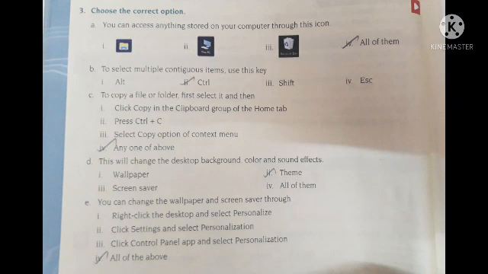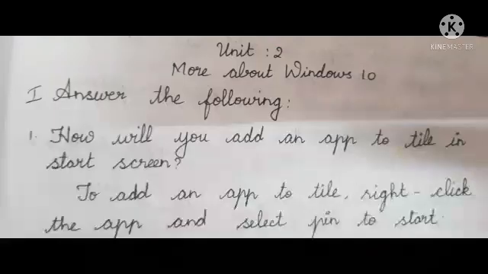So by using all of the above 3 options, we can change the wallpaper and the screen saver. Okay, children, next we can see the booklet portion. So Roman number 1, answer the following.